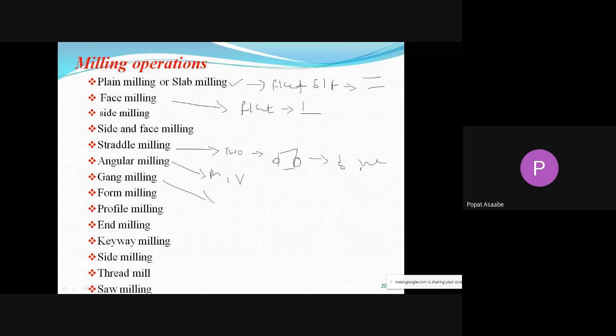Then gang milling, what is meant by gang milling? When we are using more than two milling cutters on the same arbor, that is called gang milling. We can use 3, 4, 5 milling cutters on the same arbor, and all of them rotate simultaneously and perform the machining operation simultaneously. The diameter of each milling cutter can be the same or different according to your requirement.